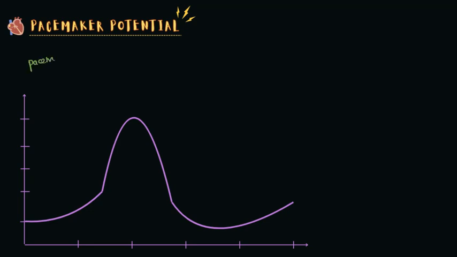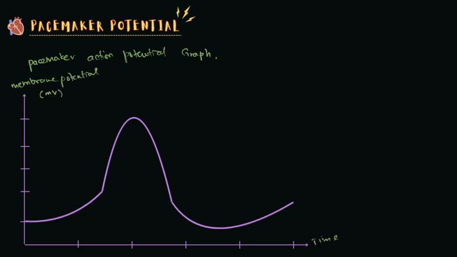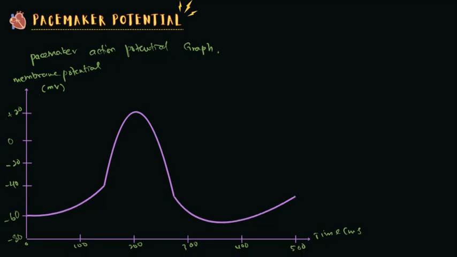Let's start by familiarizing ourselves with the action potential graph of pacemaker cells. The x-axis is the membrane potential in millivolt, the y-axis is time in milliseconds. You can start the x-axis with negative 80, minus 60, minus 40, all the way to positive 20. And on the y-axis, extend it from 0 to 500 milliseconds. Now for the different phases, it has only 3 different phases. Phase 4, pacemaker potential, 0, upstroke, and 3, repolarization phase.